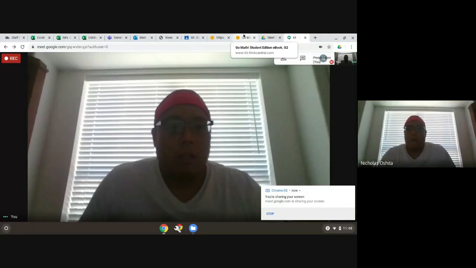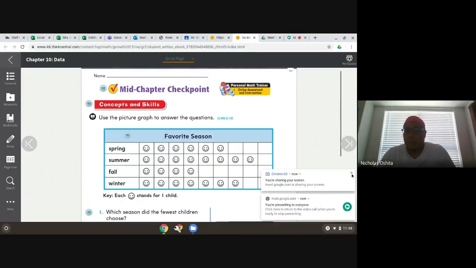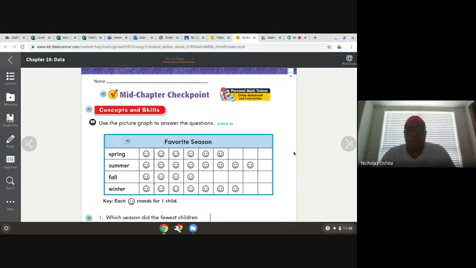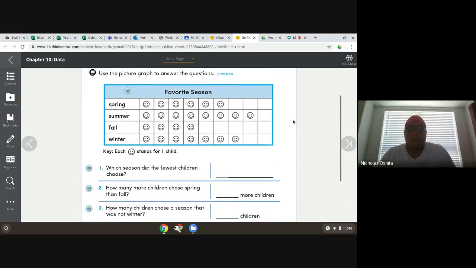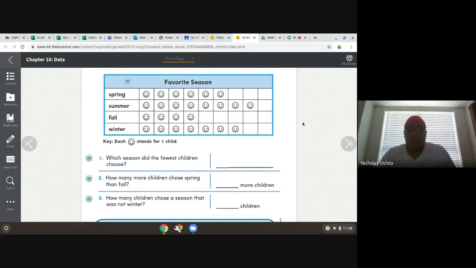So here we go. All right. So here it is. Page 668 is where you're going to find this in your chapter 10 math book. It says mid-chapter checkpoint. And the first set of questions are going to use that picture graph, lesson 10.2, 10.3 we went over last week, to ask questions to answer and see if you learned how to use a picture graph. So this one's about favorite seasons, and they had spring, summer, fall, and winter, as you can see.